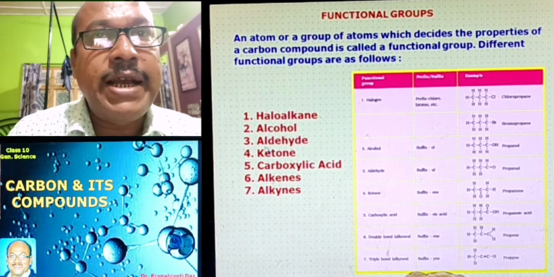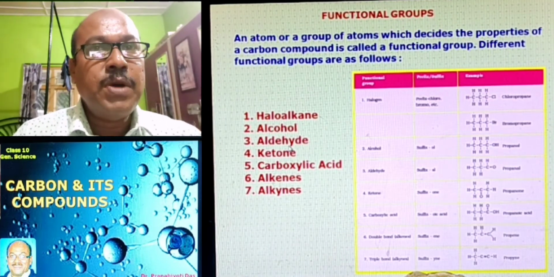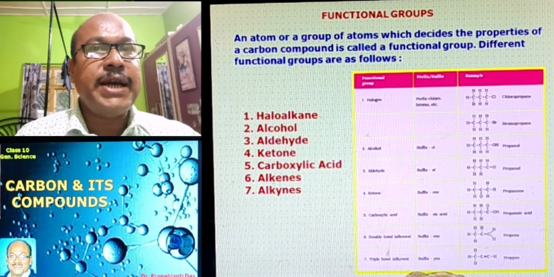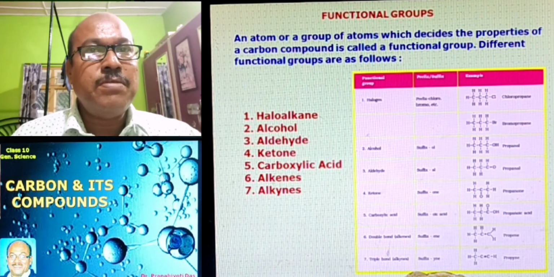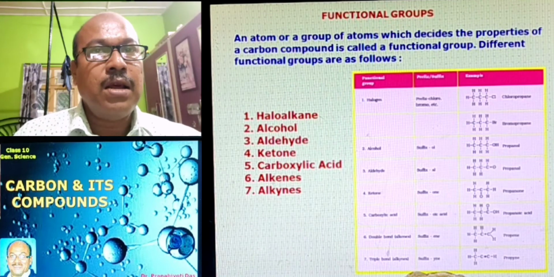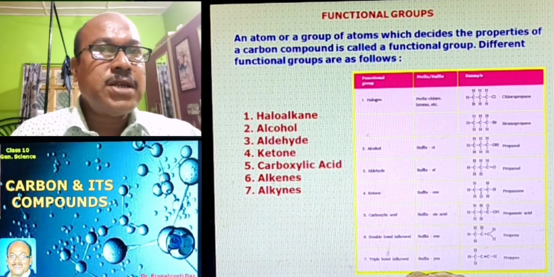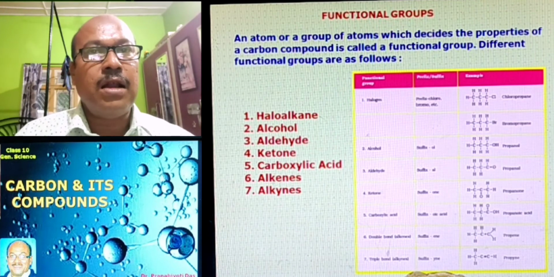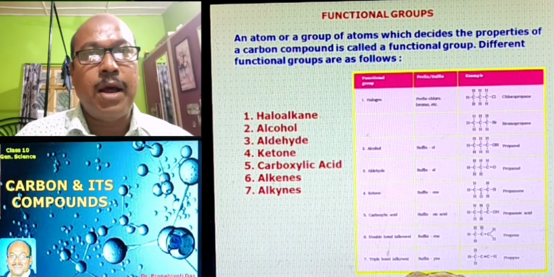Similarly, in the case of aldehyde, I have already mentioned the CHO group. If this group comes, it becomes an aldehyde. If it comes with methane, it becomes methanal. If it comes to ethane, it becomes ethanal. Propane then becomes propanal.